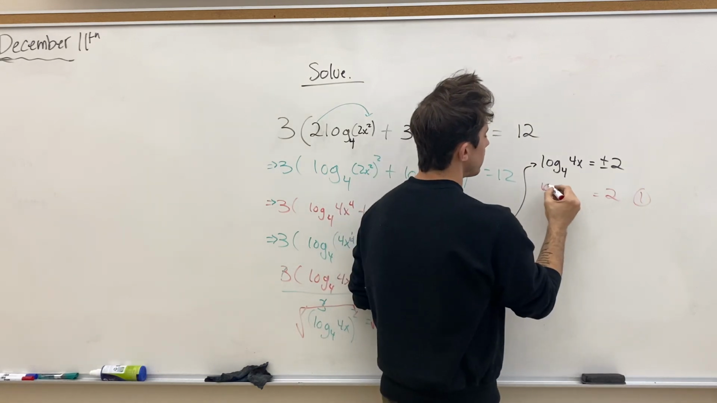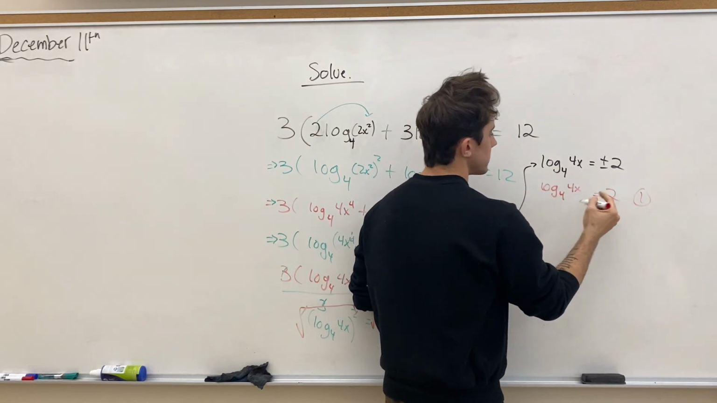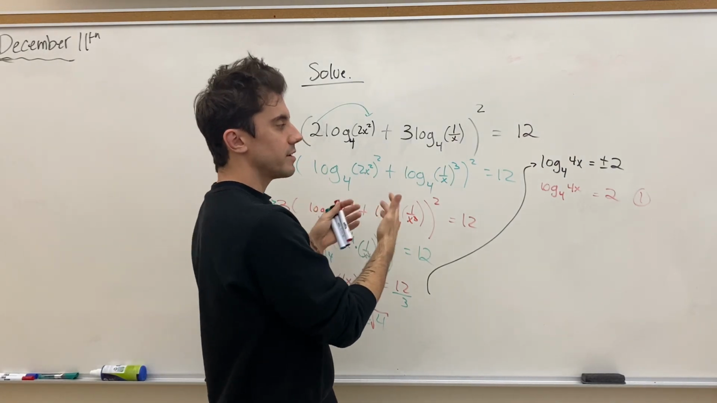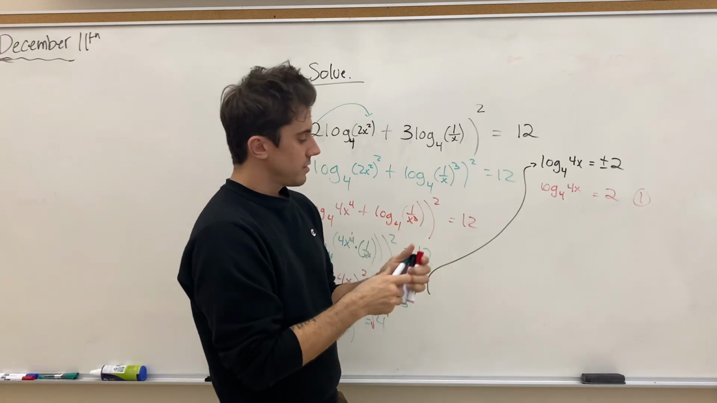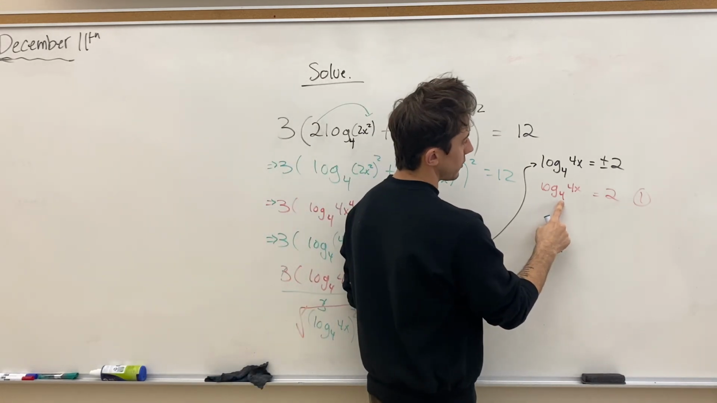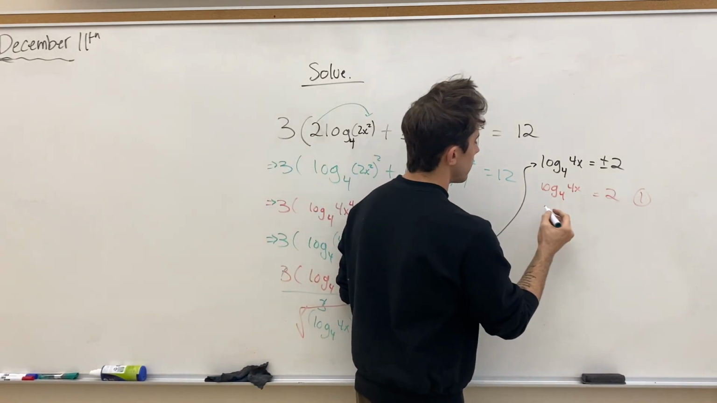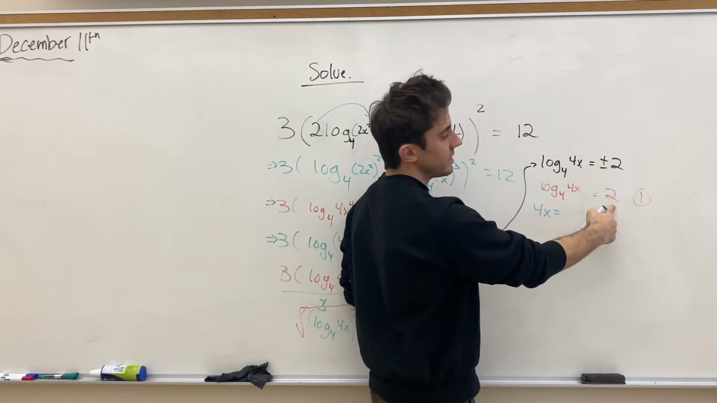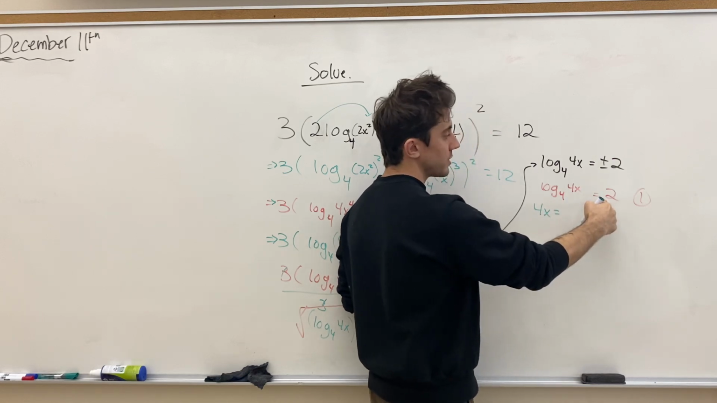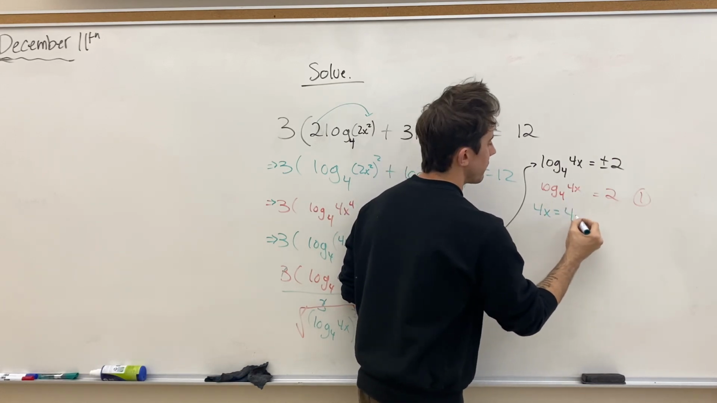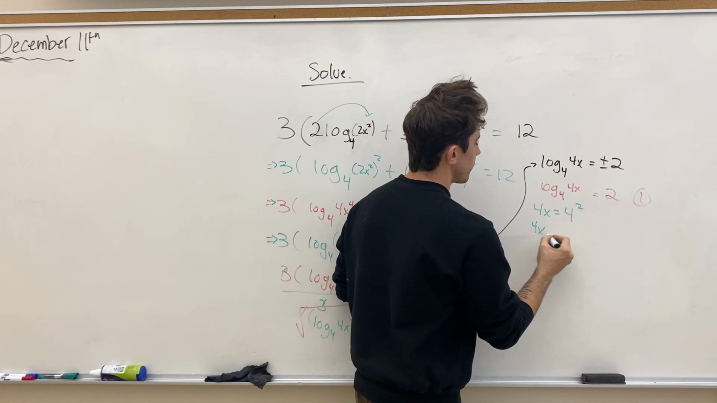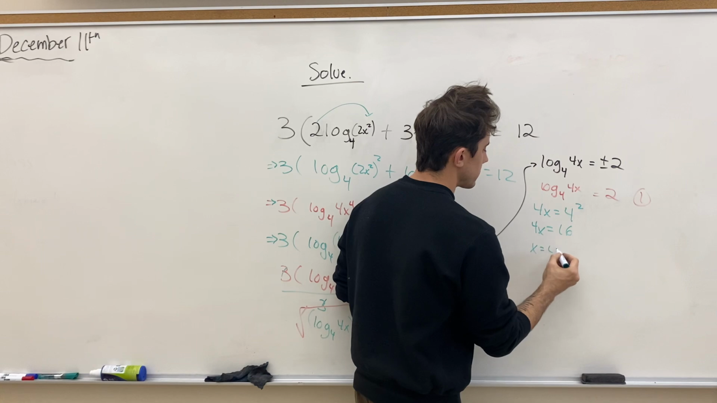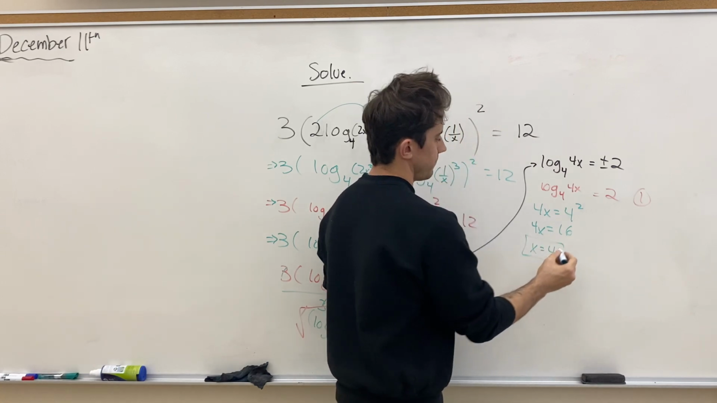So if we have that, then the log base 4 of 4x is equal to 2, and now remember how to transfer over from a log into an exponential. We do this by converting the base of the log into the base of the exponential, and so now we have 4x is equal to, the 4 pops underneath and becomes the base of the exponential rather than the log, and so we have 4 squared, which means 4x is equal to 16, which means that x, of course, is equal to 4.